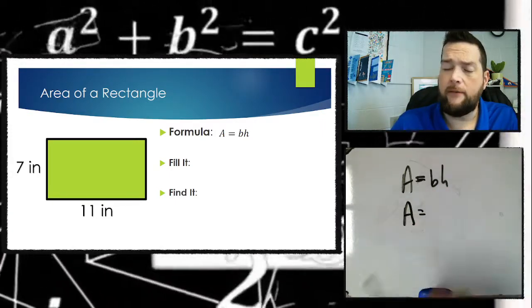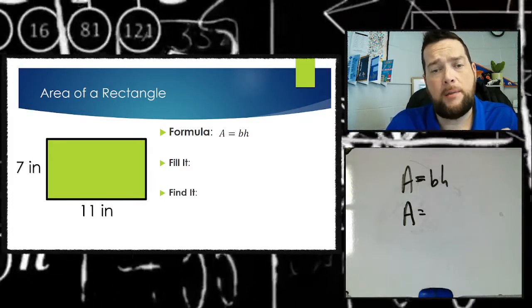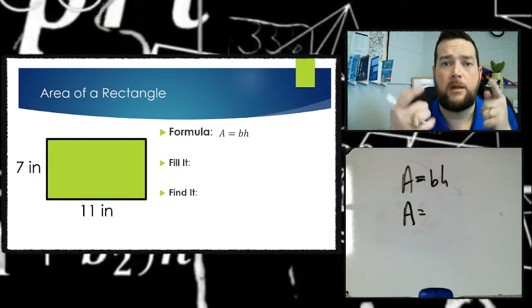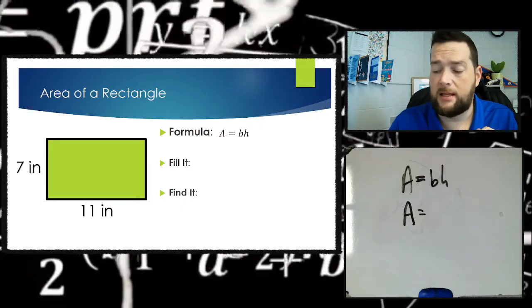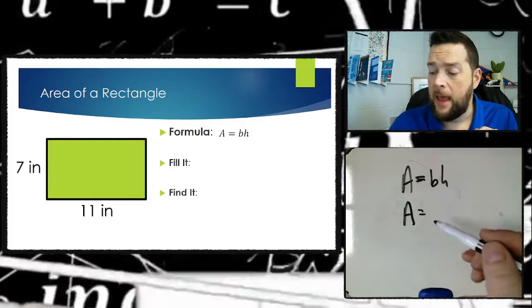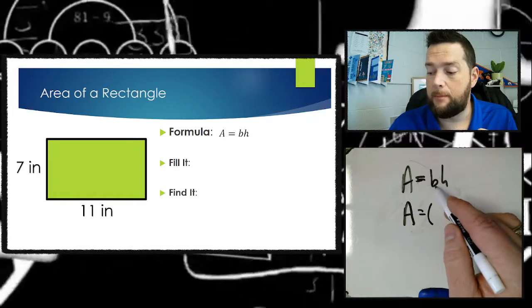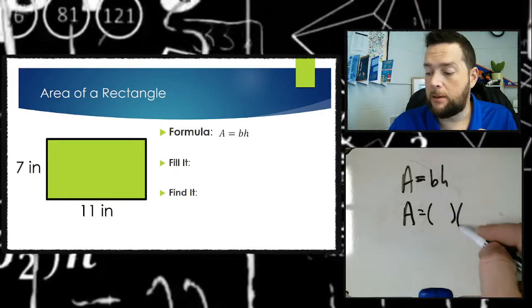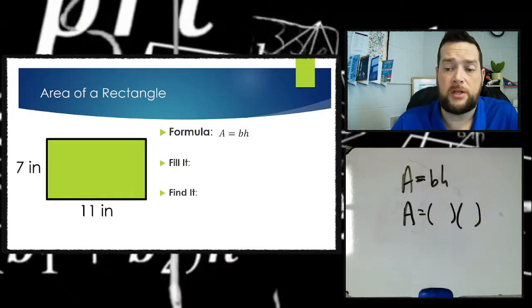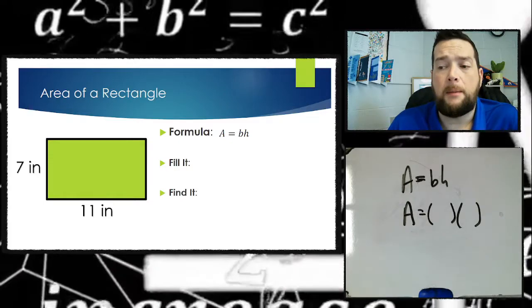Then every other variable that we see, every lowercase variable, I like to replace with parentheses. So it would look like this: I rewrite my A, I rewrite my equal sign, and now I write a parentheses in place of that B, and then I convert that H and write another parentheses just like that. What I've given myself is placeholders for the numbers that are inside the problem.